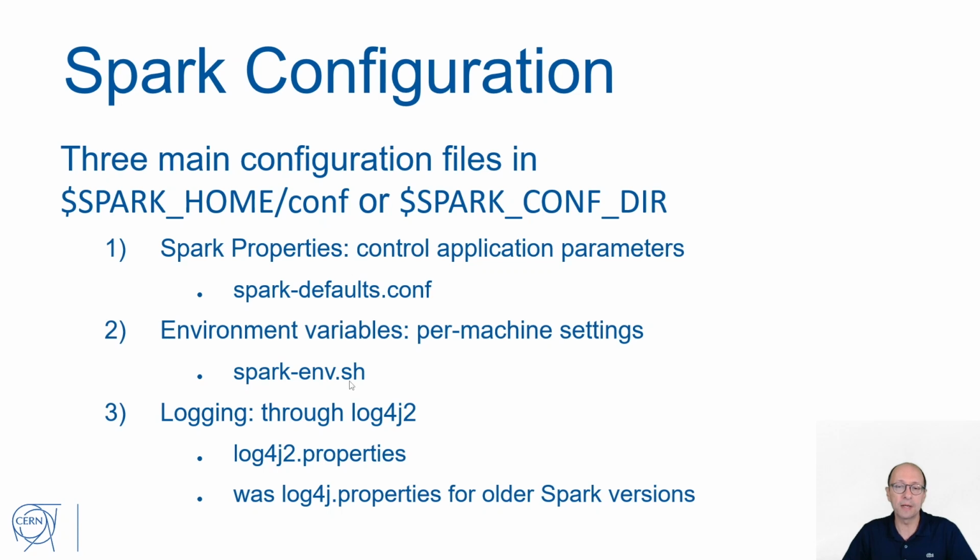Then there is another file that you may want to edit. It's not always the case. It contains the per machine settings. And another file you need to be aware of is the file that configures the logging. Recent versions of Spark use log4j2, and this is the log4j2.properties file. Previous versions used log4j version 1.x, and the properties file is as you see in the slide.